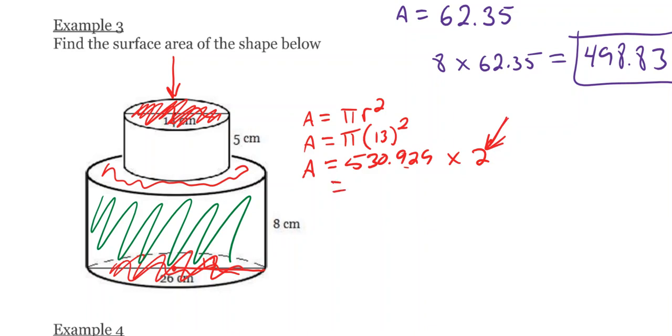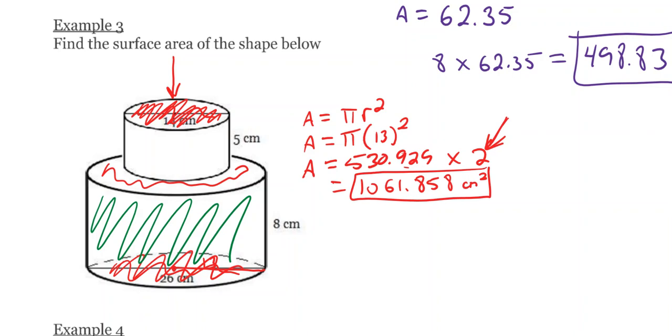Okay, so that's going to be that times 2 is 1,061.858, just to keep a few digits, and that was centimeters squared. I'm going to put a box around that, because we're going to add that up in the end. So that's all of our circles that we did there.